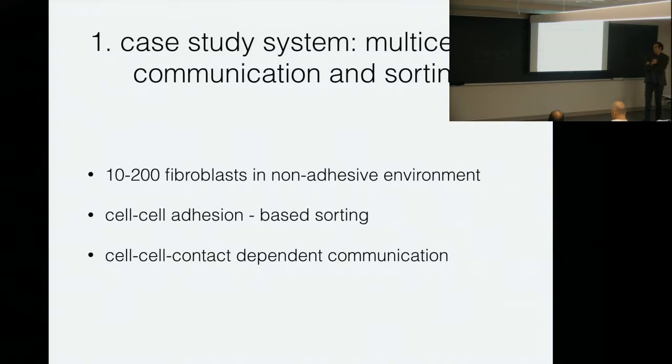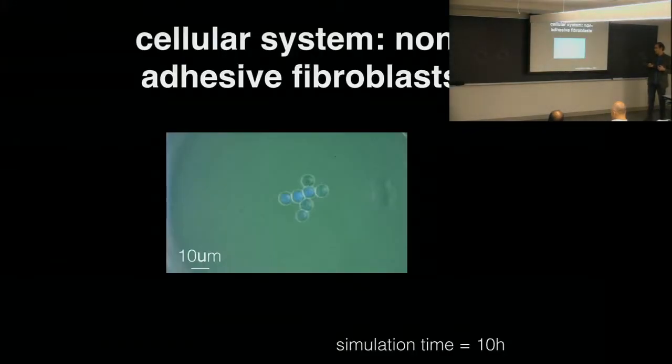So part one, the system that we decided to use is a system of fibroblasts in a non-adhesive environment, and they can sort based on cell adhesion, and they can communicate with cell contact dependent communication. These are the cells.